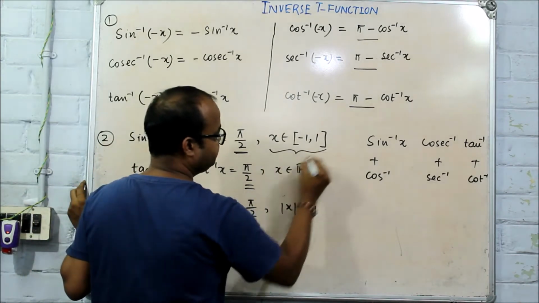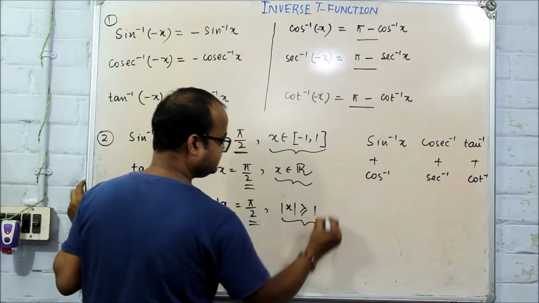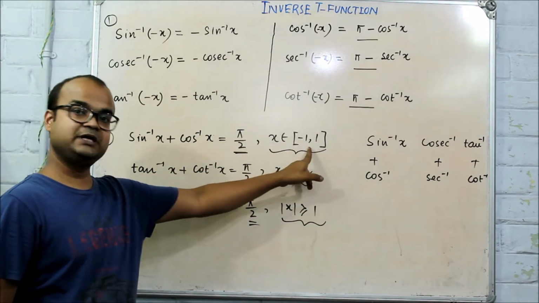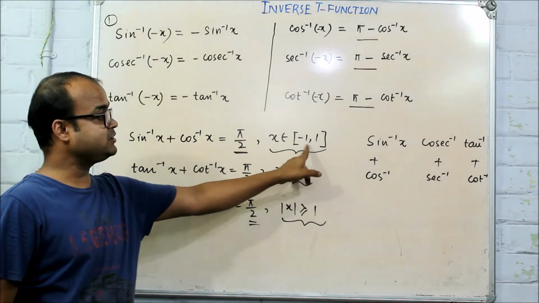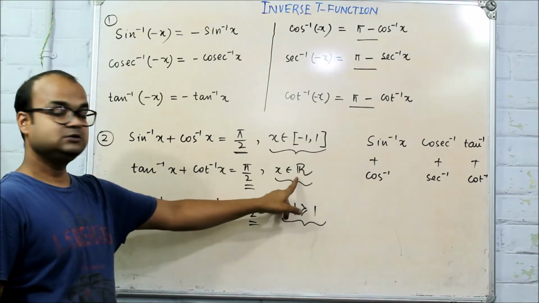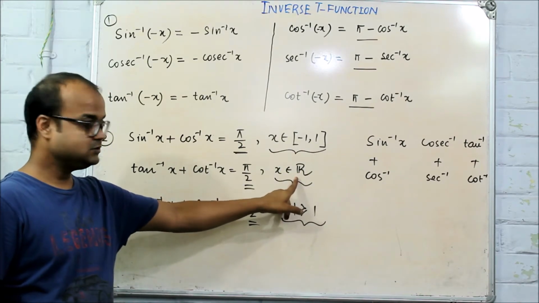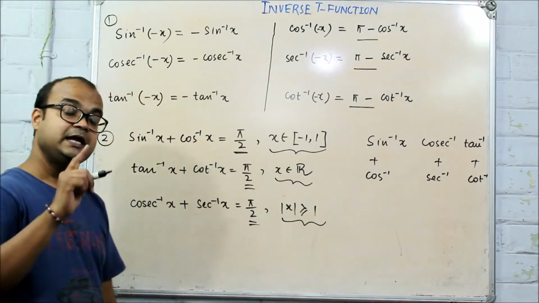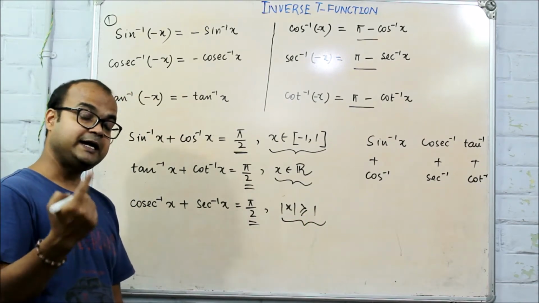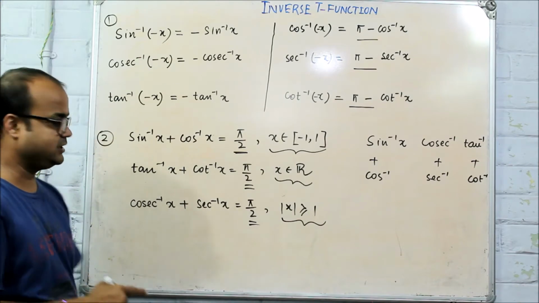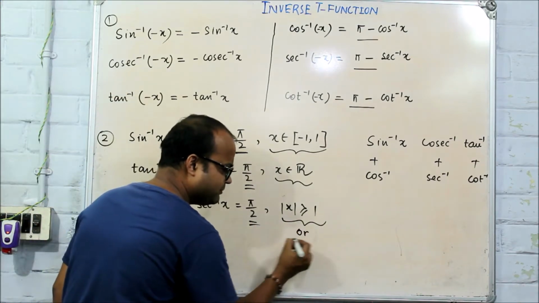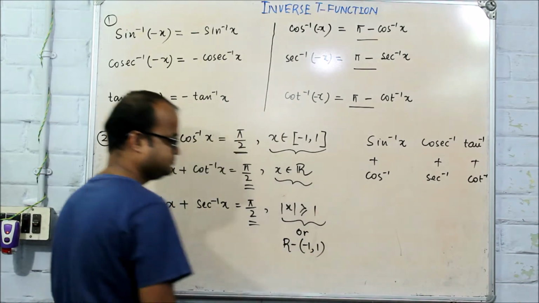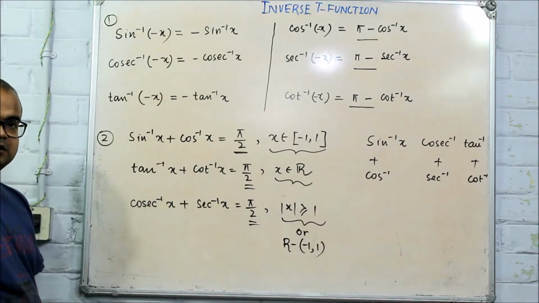And this part represents the domain. Domain of sine inverse and cos inverse: closed interval minus 1 to 1. Set of real numbers, and mod x greater than or equal to 1 means x is greater than or equal to 1 and x is less than or equal to minus 1. So this can also be remembered as R minus open interval minus 1 to 1. Clear?